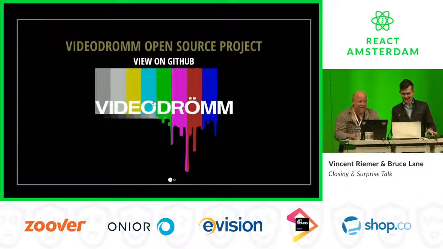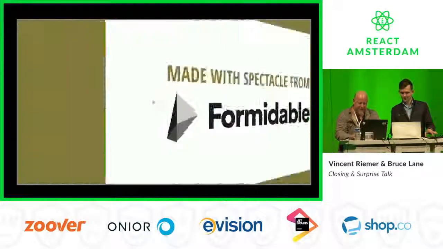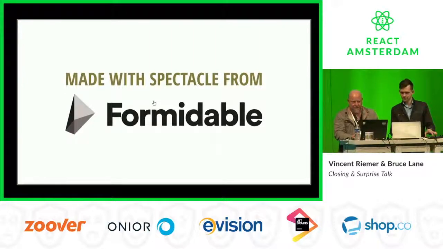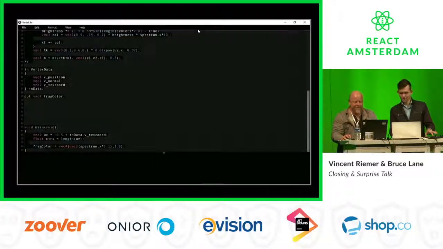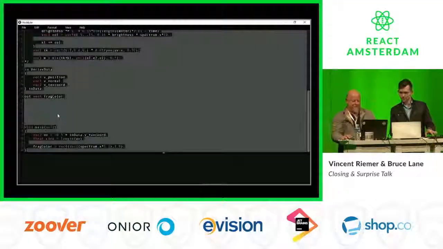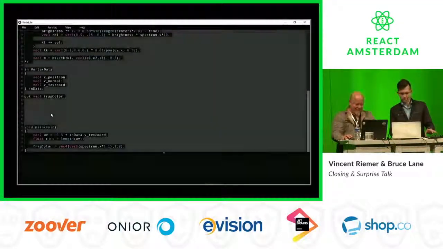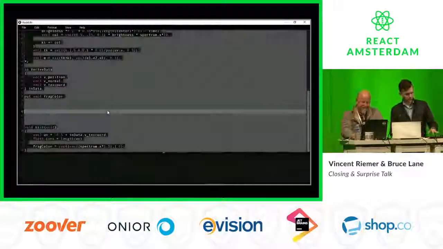So that's my open source project for VJing. And these slides were made with Spectacle, which is really great. Okay, so now I'm going to switch to a live coding session, so you can see how it can look. Okay.